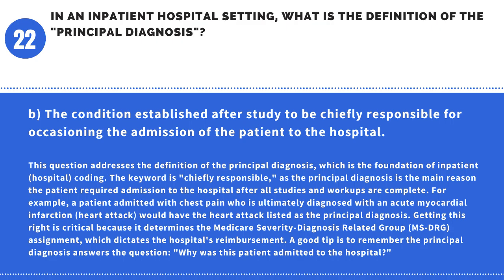Getting this right is critical because it determines the Medicare Severity Diagnosis Related Group, MS-DRG, assignment, which dictates the hospital's reimbursement. A good tip is to remember the principal diagnosis answers the question, why was this patient admitted to the hospital?